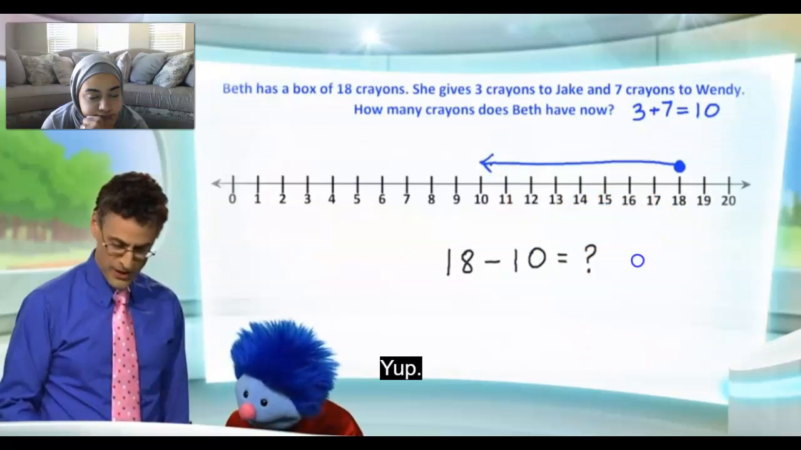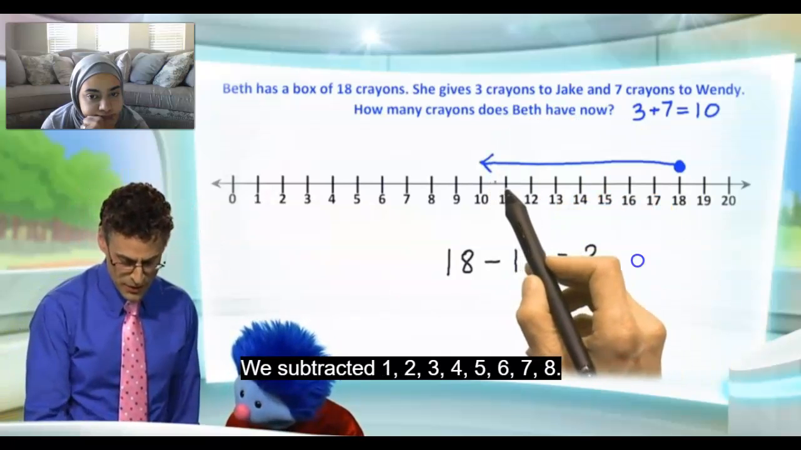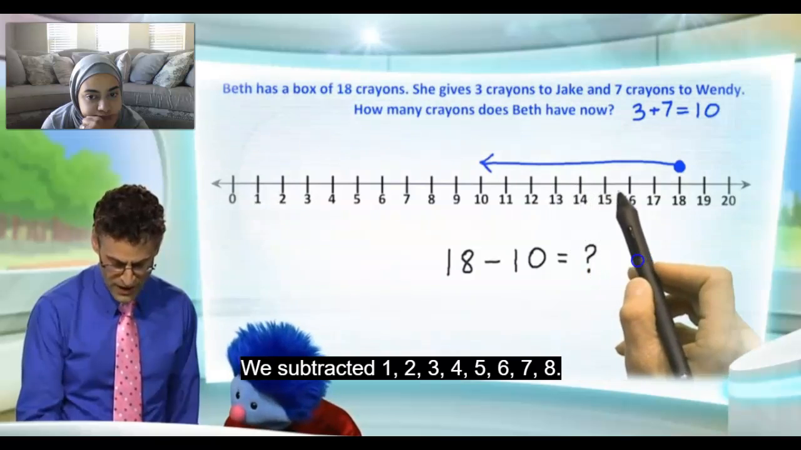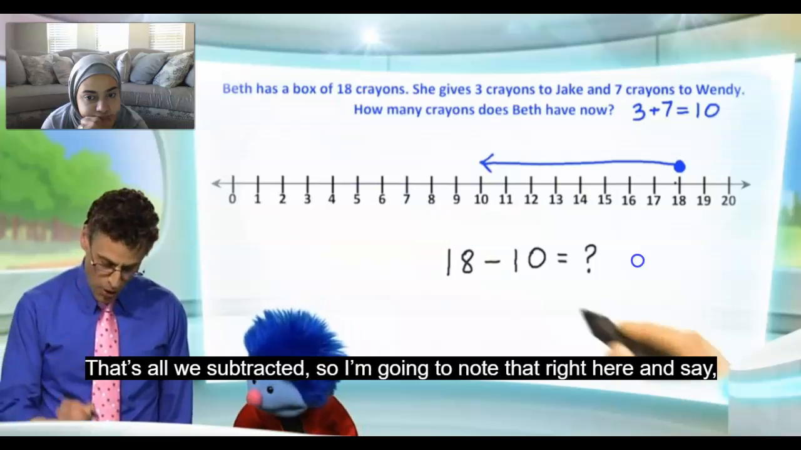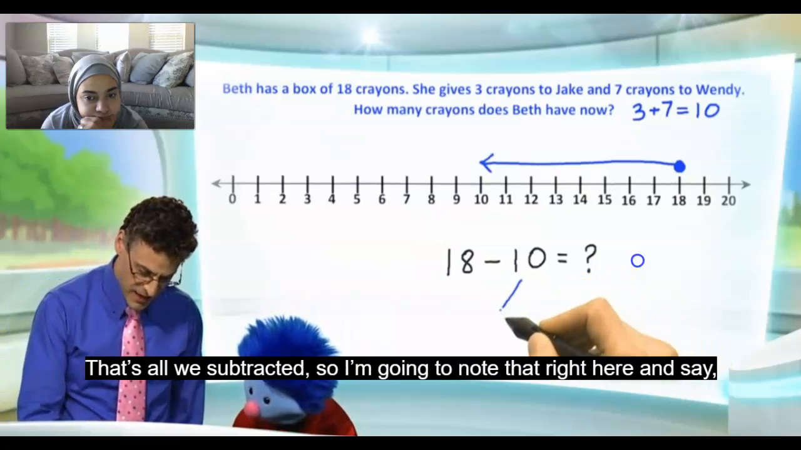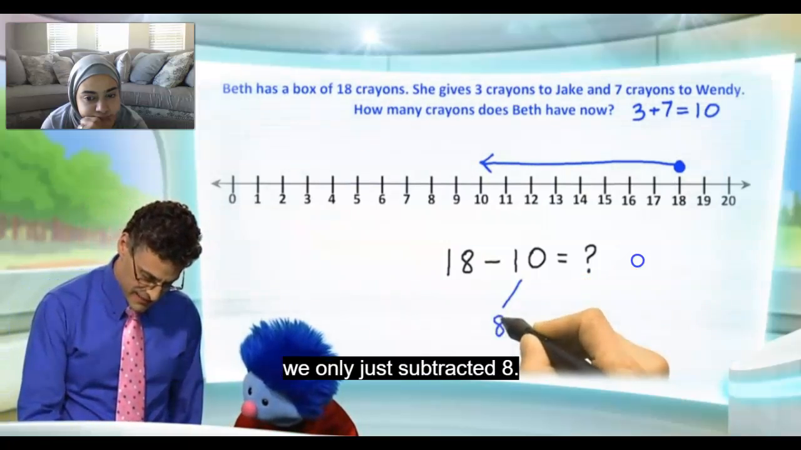Right there. Yep. So how much did we subtract? We subtracted 1, 2, 3, 4, 5, 6, 7, 8. So we subtracted 8. That's all we subtracted. So I'm going to note that right here and say we only just subtracted 8.